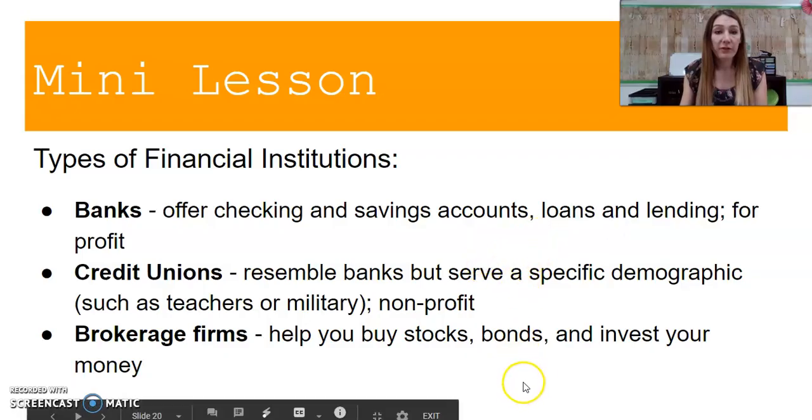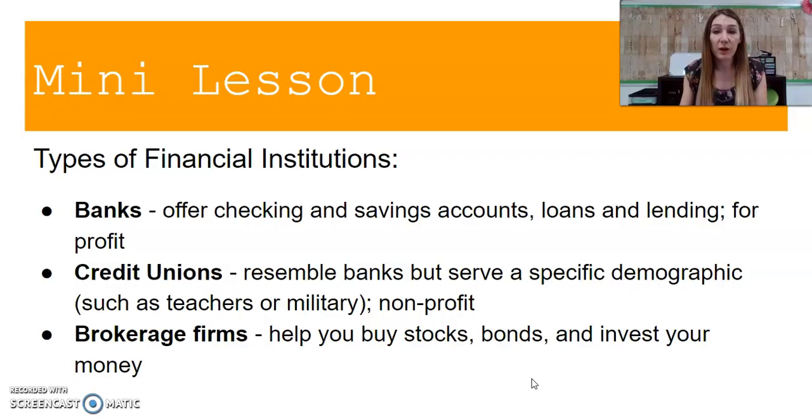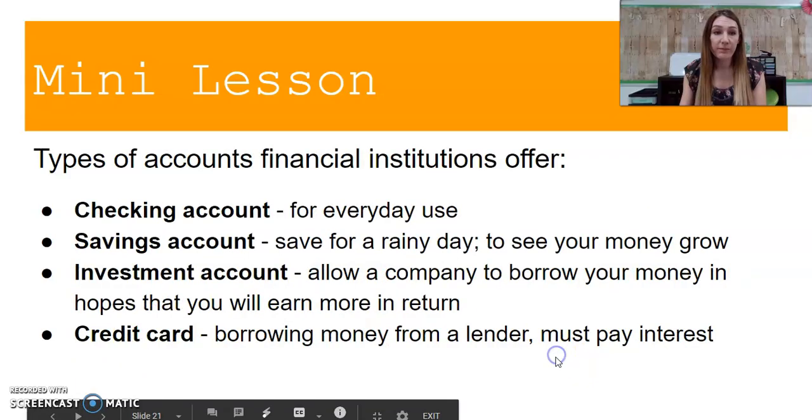So some types of financial institutions are banks. These offer checking and savings accounts, loans, and lending, and these are generally for-profit institutions. Credit unions resemble banks. They offer checking and savings accounts, they do loans and lendings, but they serve a very specific demographic, such as teachers or military, and they are non-profit institutions. Brokerage firms help you buy stocks, bonds, and invest your money.